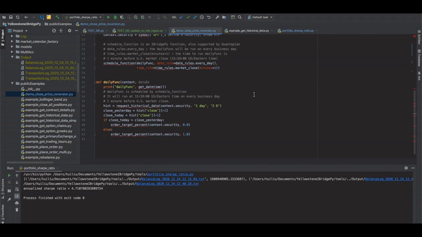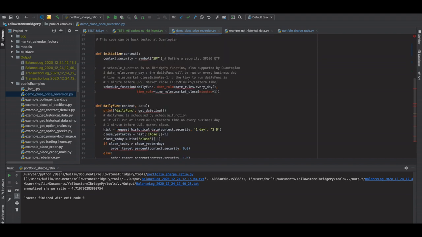Then at this moment, before the market close, we place an order to long the position, which means we want to buy. And in this strategy, we want to buy 100% of the portfolio. If today's price is higher than yesterday's price, which means there's a price jump, then we think it's time to sell off our portfolio. Because yesterday there was a price jump and we got the benefit, then it's time to sell.